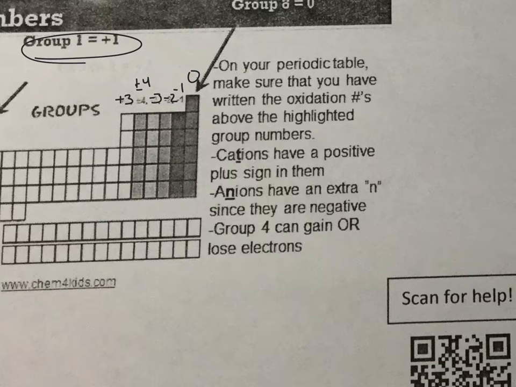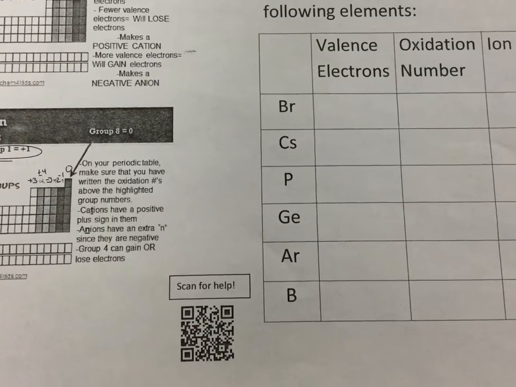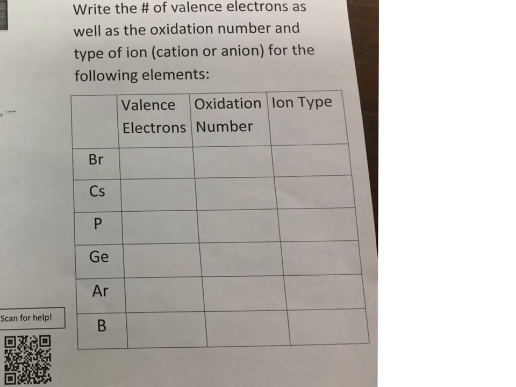Okay, make sure you have written the oxidation numbers on your periodic table, so you may want to pause and do that now. Cations have a positive sign, anions have an N or negative. Group 4 can lose or gain electrons, just depending on the specific atoms that are bonding. Let's go ahead and try this real quick.